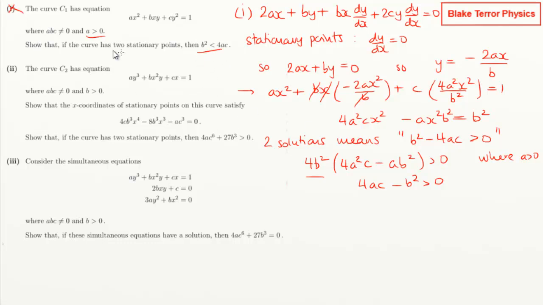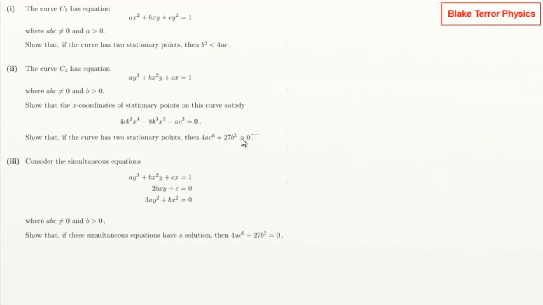So that was a nice starter, just to warm us up. New sheet. Curve C2 has got this equation. Right, so I'll write this out again because it's quite small. ay cubed plus bx squared y plus cx equals 1. So a, b, c, again, none of them are 0. This time b is greater than 0. Show that the x coordinates of stationary points on this curve satisfy that.